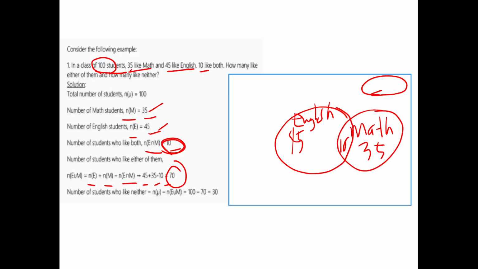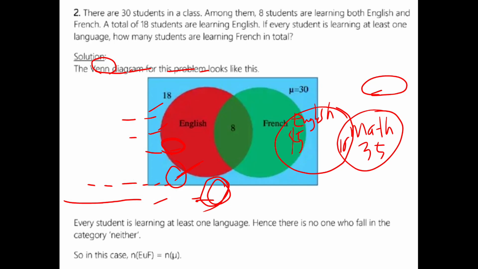And then the number of students who like neither is we have mu, which is 100, minus the number of students who like either English or math, which is 70, coming from here. So 100 minus 70 is 30. Therefore, the number of students who like neither English nor math is equal to 30. That is how we get it from the Venn diagram.